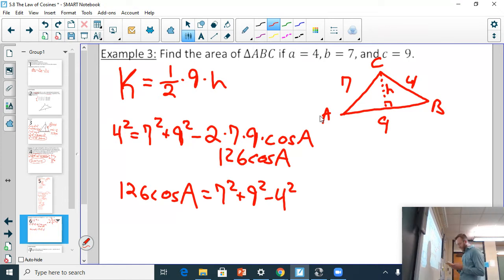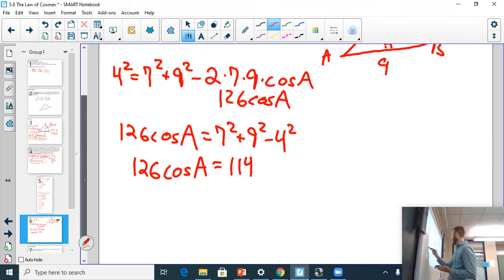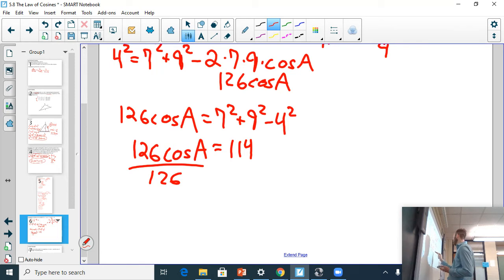And why don't we just make that nice, because 7 squared plus 9 squared minus 4 squared should give us that 126 times the cosine A equals 114. And then just divide both sides by 126. And then we have cosine of A equals, and I'm actually going to leave this as 114 divided by 126.